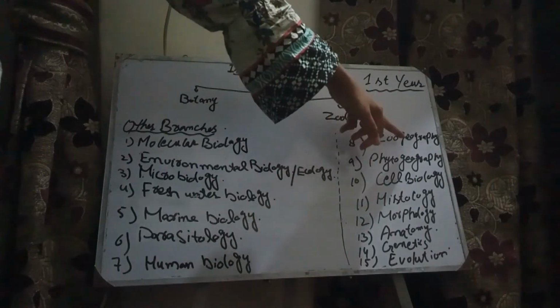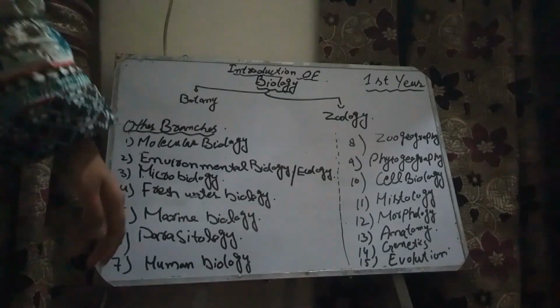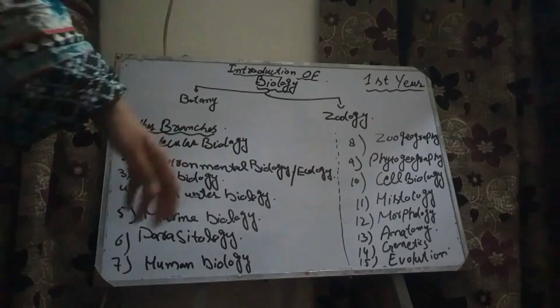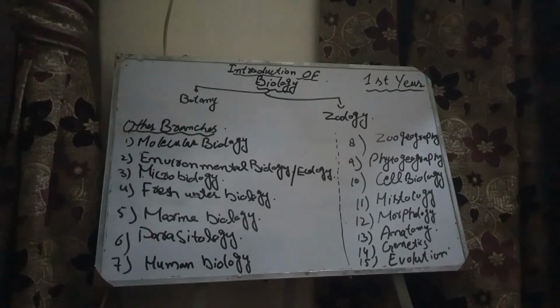Next is zoo geography. Zoo means animals and geography means distribution on earth. Graphy is distribution, geo is earth. So in this branch of biology we study the distribution of animals in different areas of the earth. Like we study organisms in polar areas, sometimes in aquatic environments, sometimes in dry lands. So basically the study of living organisms, especially animals, in different areas of earth is called zoo geography.